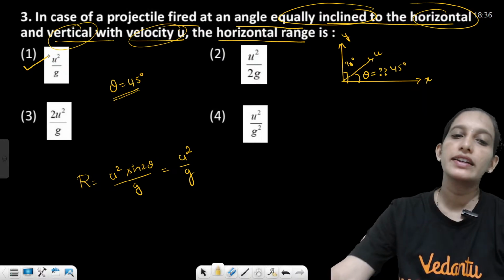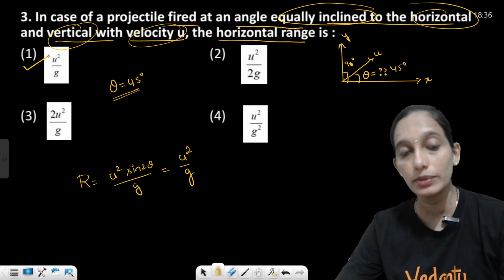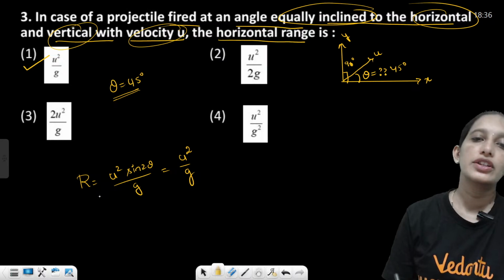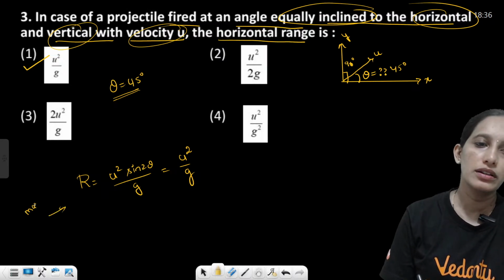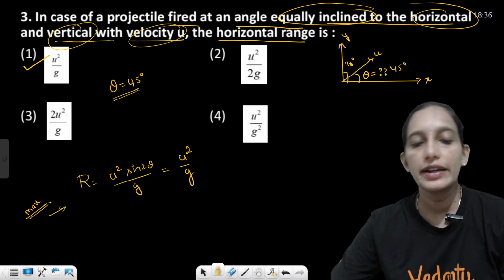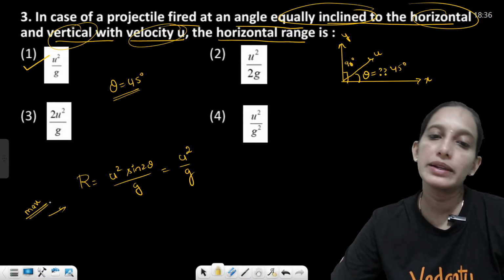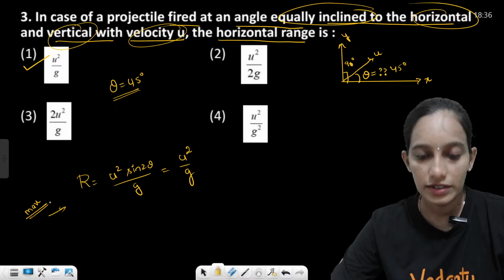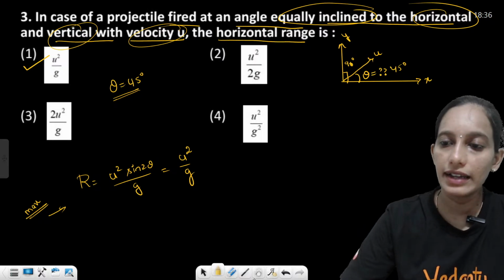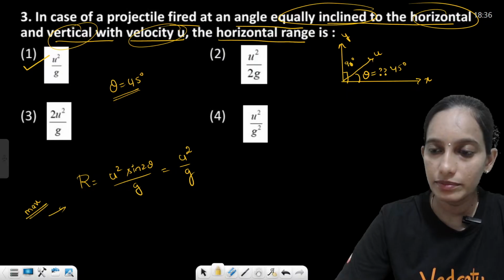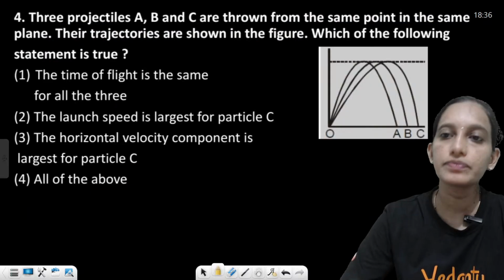It is 45 degrees and hence the range will be equal to u square by g, and we know that this is the maximum range possible for angular projectile motion, correct? Because the sin 2 theta value will become 1. It's the maximum one. Option 1 is the correct answer. Okay, so hope we can move to the next question.